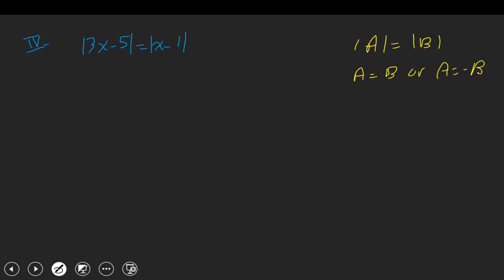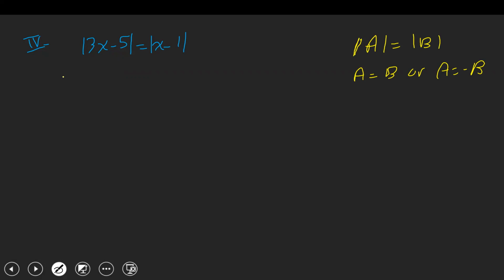What about exercise number 4? Here we have to solve some equations containing absolute value. The first one, 3x minus 5 in absolute is equal to x minus 1 in absolute. Absolute A equals absolute B. What do we do in this case? We say A equals B, or A is equal to minus B, as mentioned before. We have two cases.